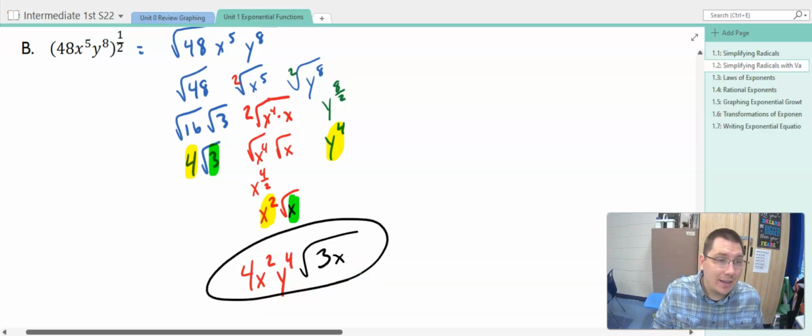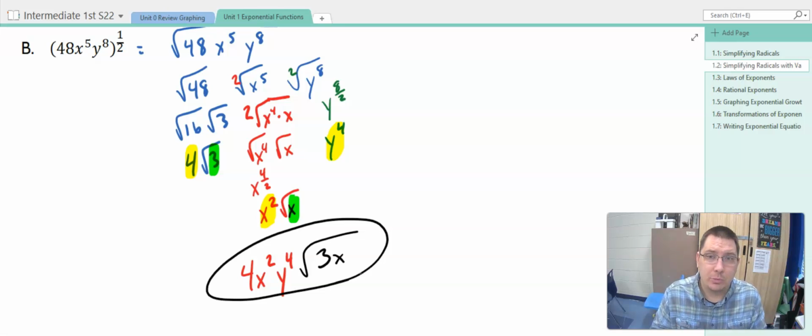All right, so that is it for this lesson today. Again, big thing to remember. Use the powers to your advantage. Think about what perfect roots will be able to come out. Perfect squares, perfect cubes, if we have a 4th power, perfect fourths. So again, think about those values.